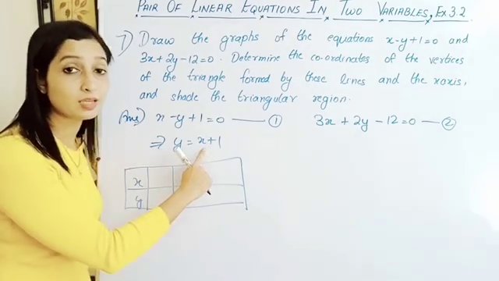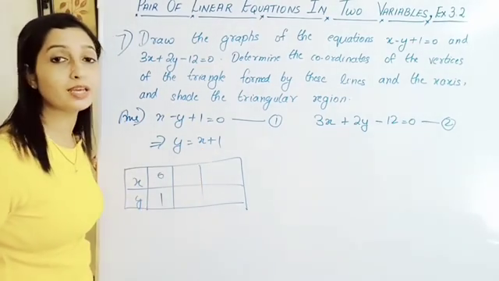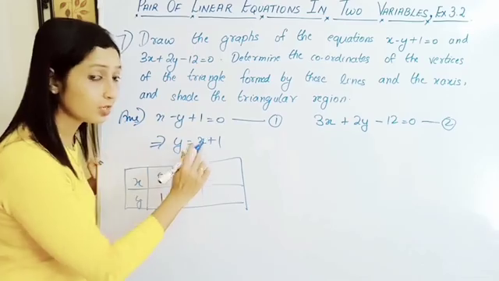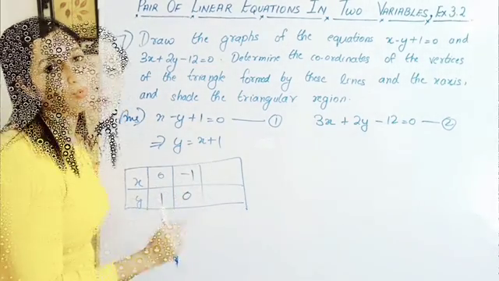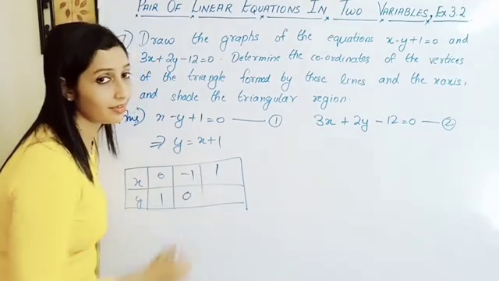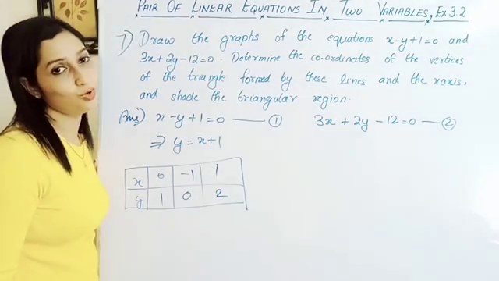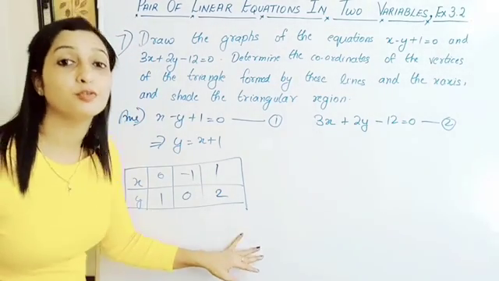Now let us draw the solution set box and write x, y and find at least 3 values. Now when I put x equals 0, what do I get? y as 1. Now when I put x equals minus 1, I get y as 0. Now when I put x as 1, I get y as 2. So now we've got the solution set for the first equation.